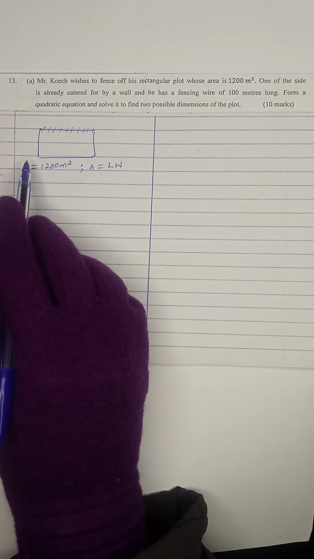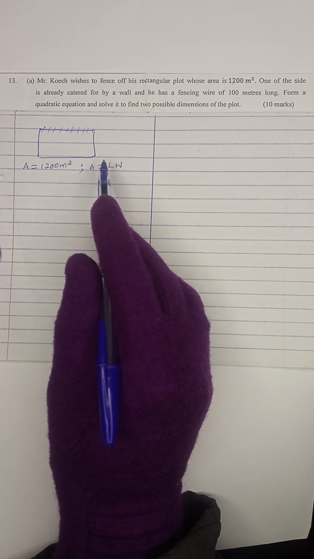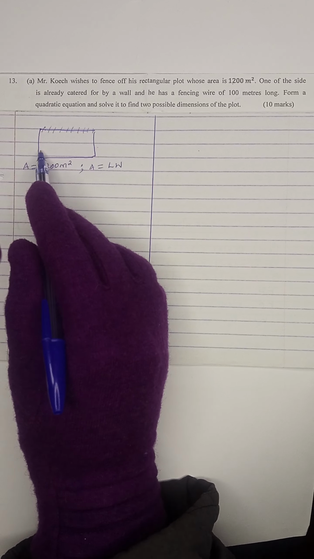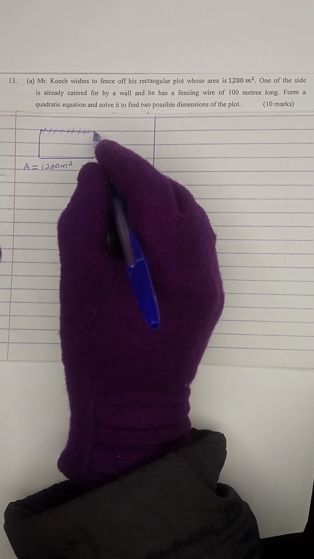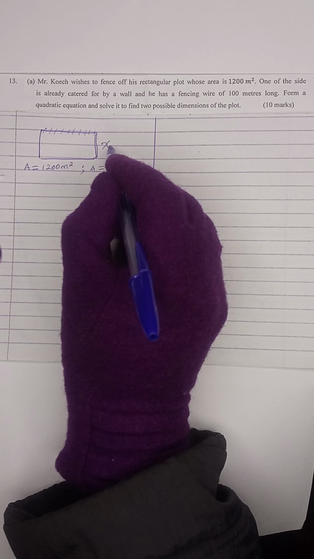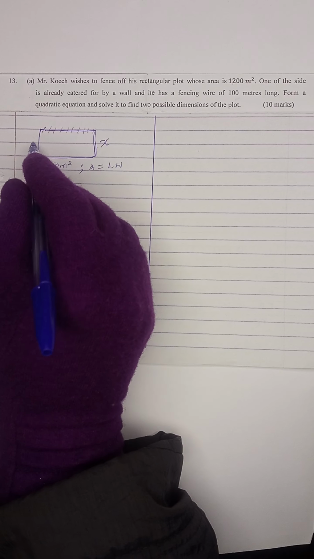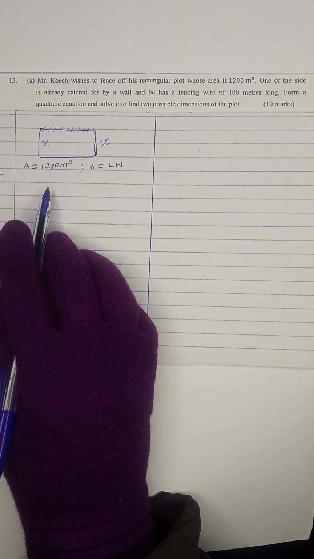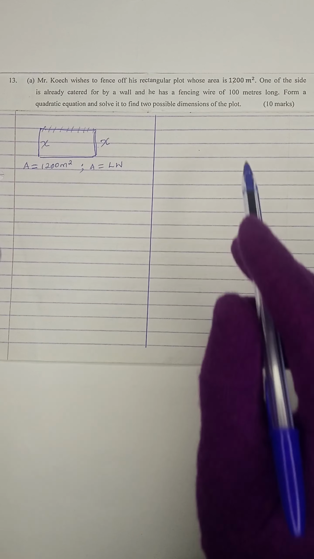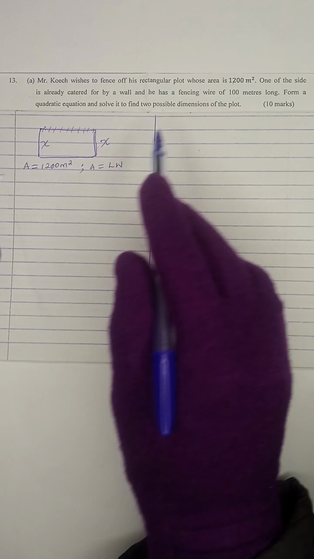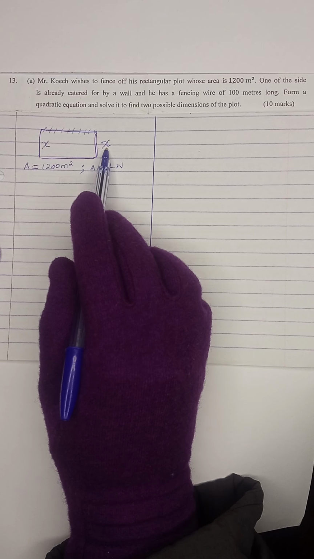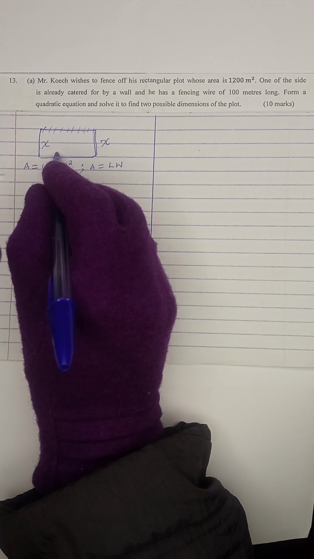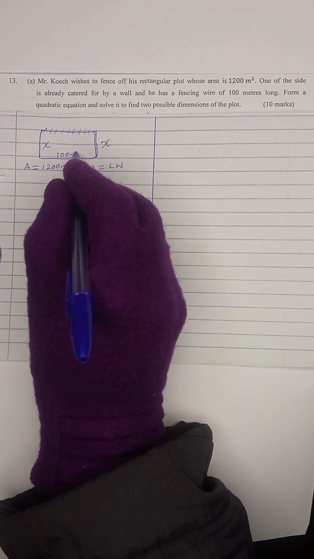Given that two of the sides are equal, that is this and this one according to the diagram, we can let this side be x. If this side is x, being equal to this other one, this side will also be x. So putting together, we have 2x. So a length of 100 meters, when you subtract this 2x, then the remaining side will therefore be 100 minus 2x.